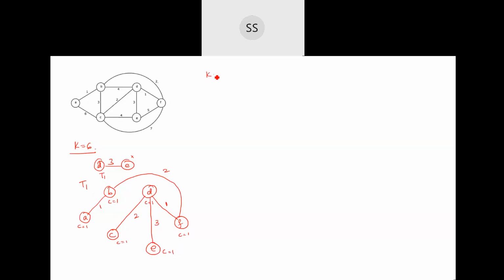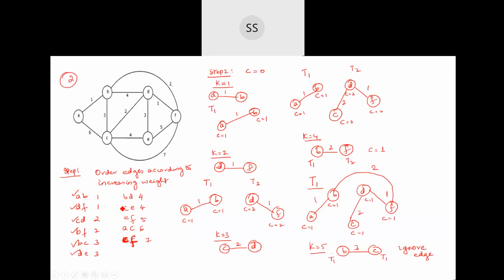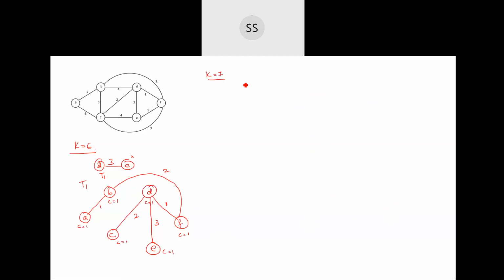Next, I'll take my next edge, which is BD, and the value is set to be 4. I'll check: B belongs to T1, and D also belongs to T1. So what will I do? I will ignore this edge because the vertices of this edge belong to the same tree. So next I'm going to take the next edge.